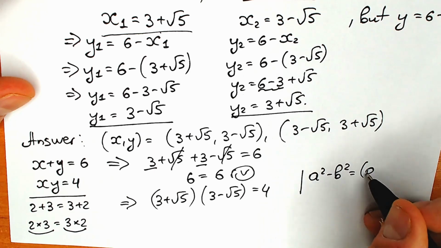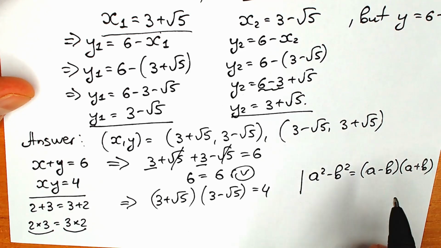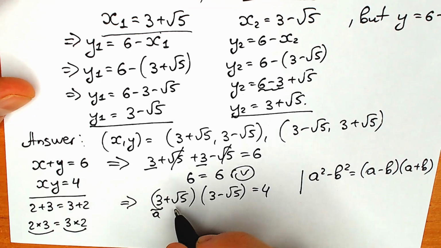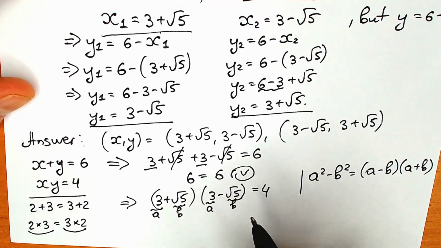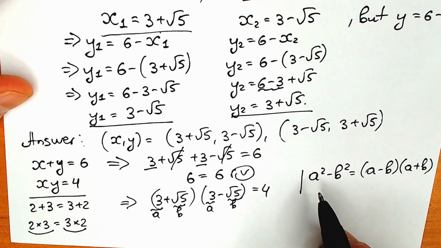This is our (a minus b) times (a plus b), (a plus b). And right now, let's look closely at our question right here. So we have, for example, this is our a, this is our b, this is our a, and this is our b. So we have a plus b and a minus b. So as a result, we can easily apply right here our formula a squared minus b squared.